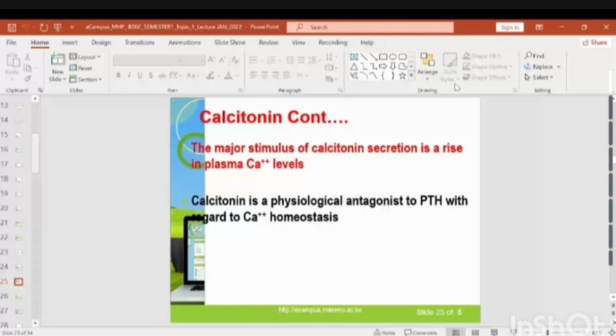And then it causes an inhibition of the osteoclast motility and shape, thereby inhibiting its activity. So the major effect is a rapid fall in the calcium levels by the inhibition of the bone process. In short, calcitonin will simply go to the bone and diminish the activity of the osteoclast, which usually causes bone resorption, thereby minimizing the release of calcium into the blood circulation.